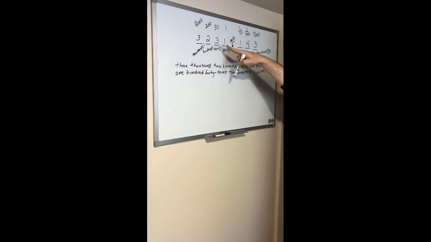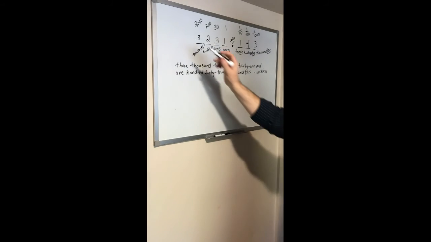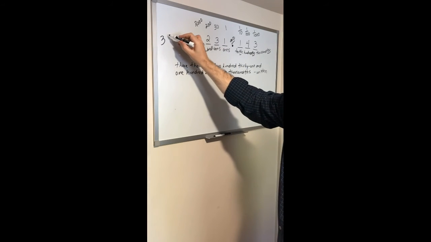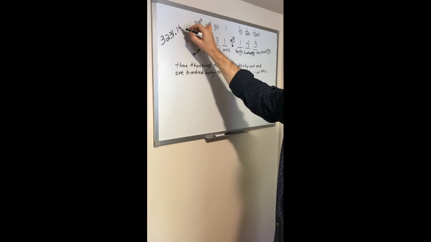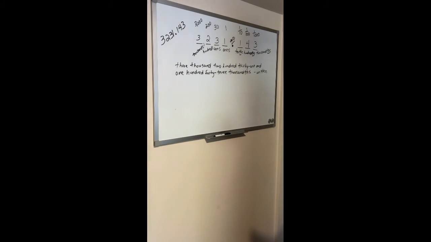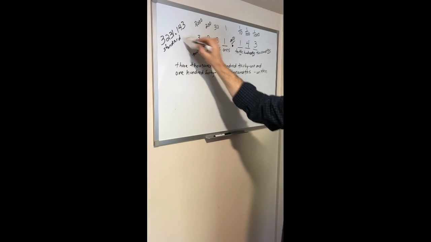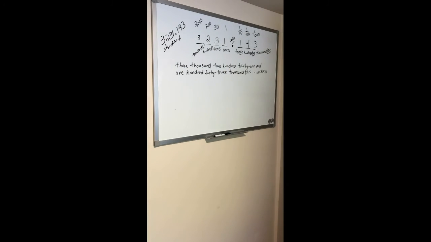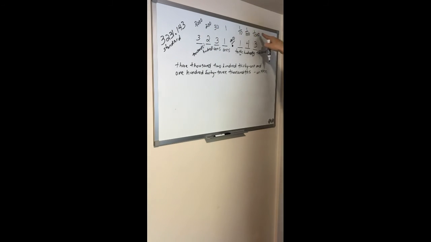We would call this standard form. I'm going to write it over here just so you can see it. This is 3,231 and 143 thousandths. That would be standard form, the normal way we see the number. Now let's talk about expanded form. Well, expanded form just means take the value and add them all together. So that's what we're going to do.